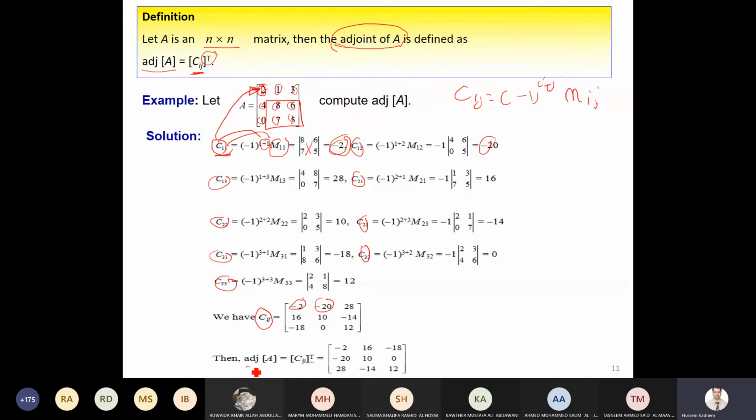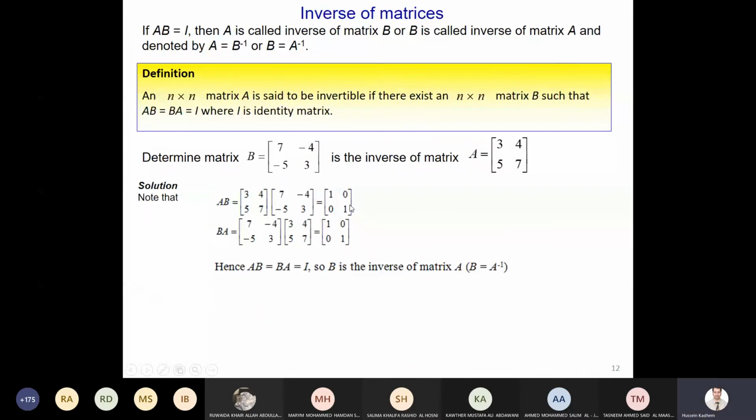Now I will come to the final answer. I will say the adjoint of A is the transpose of the cofactor matrix. It means this row becomes column number 1. Row number 2 becomes column number 2. Row number 3 becomes column number 3. Now the adjoint, is it clear? Is it clear, the adjoint? Great, great. Thank you.